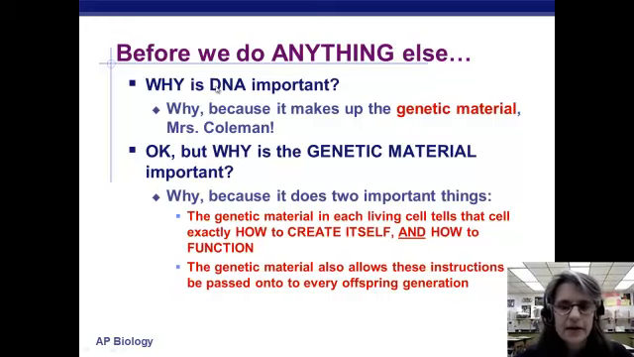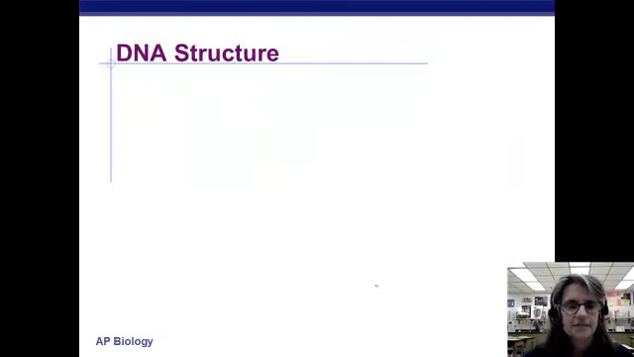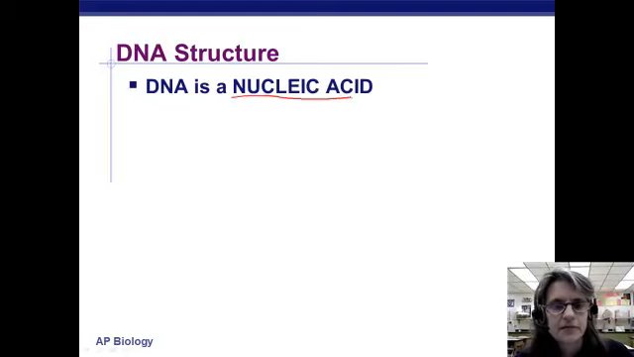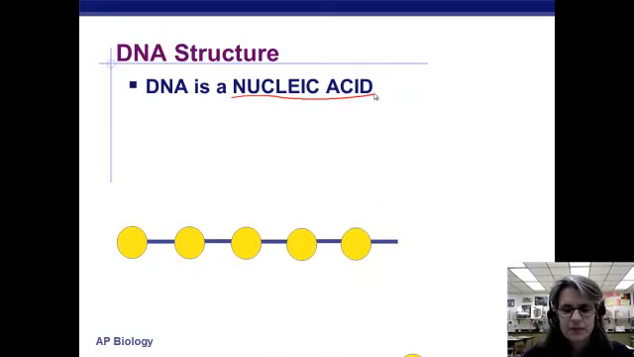Okay, so I think we've already just talked about this. It's important. DNA is important because it is the genetic material. And why is that important? We've just mentioned that. It tells each living cell how to create itself, how to function, and it allows the information to be passed to offspring generations. So we've already got that. Now, please remember, this is going to take us back to our initial biochemistry units. Remember, there are four major groups of organic compounds. There's carbs, there's lipids, there's proteins, and ta-da, nucleic acids. So that's what we're going to be talking about when we're talking about DNA. It's a nucleic acid.